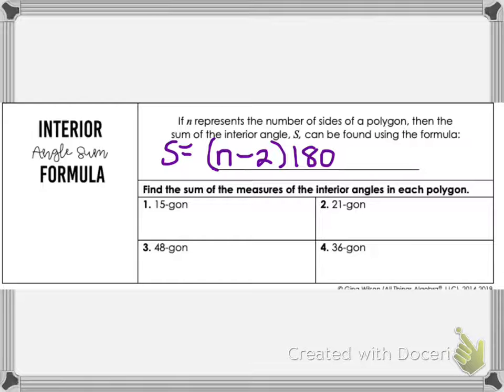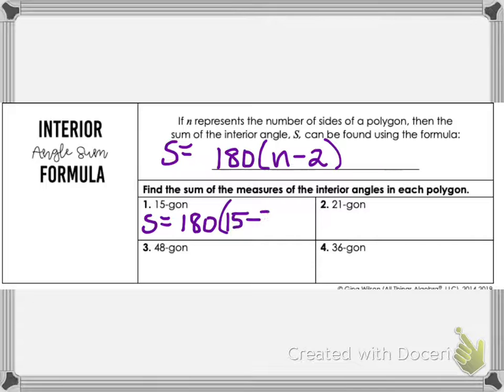So find the sum of the measures of the interior angles in each polygon. So the sum of the measure of the interior angles for a 15-gon, you know what, I'm going to change this up a little bit here, guys. Let's do it this way, just because we're used to having things written in this order. So if n is 15, then we would calculate 180 times 13.